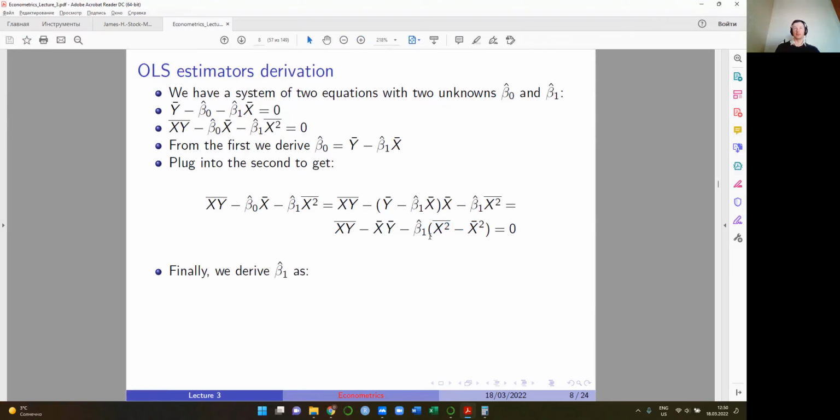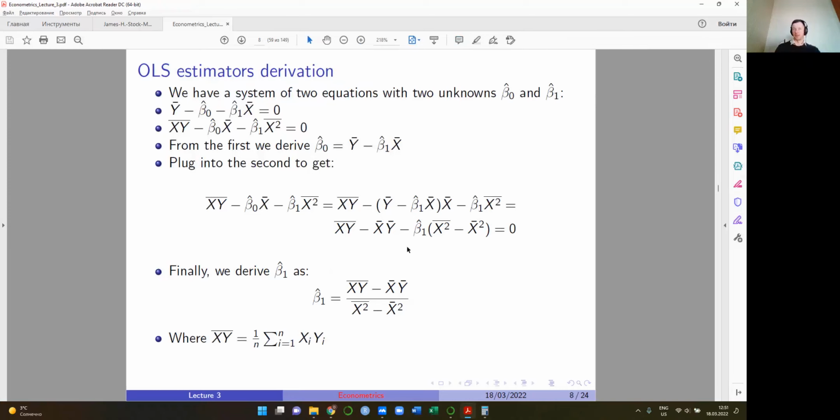So beta 1 hat is the following fraction. We take the average of xy minus the average of x multiplied by the average of y, divided by the average of x squared minus the average of x, squared. So once again, don't confuse these two things. This is the average of x, and then we square this average. And this is x squared. We sum all these x squared, and then we calculate the average of them.